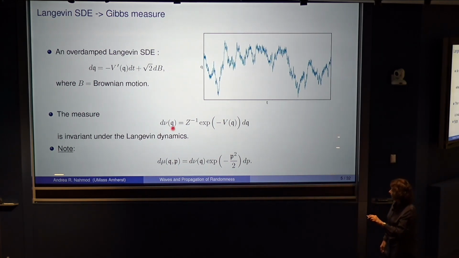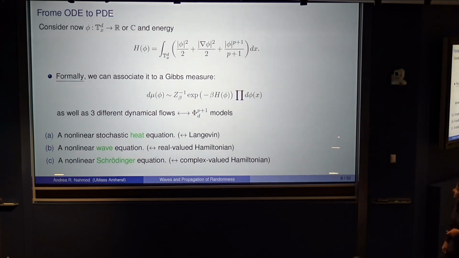Okay? And what you should note is that these two measures are essentially the same measure. They differ simply by a Gaussian measure, which is the exponential of p squared over 2. And so if you understand one, you understand the other one. Okay? So that's what I meant at the very beginning. So we are interested not in ODEs, but in PDEs. And so what is the picture or the analog of what I just said in PDEs?